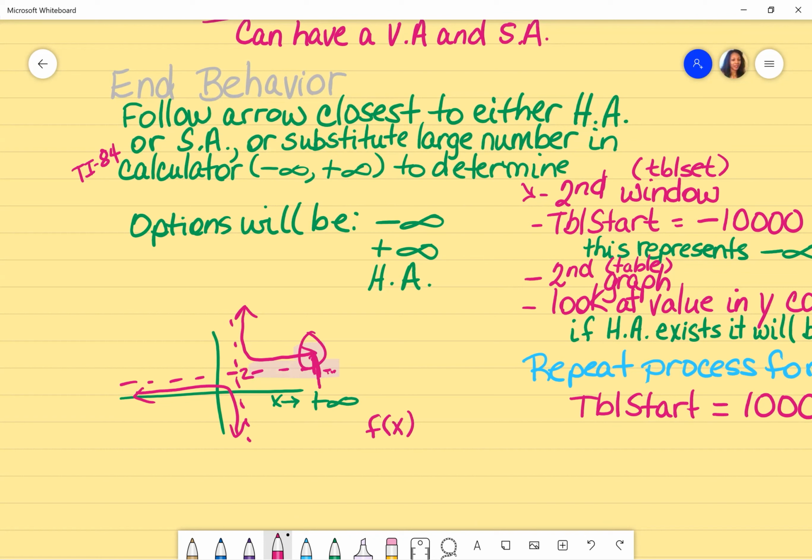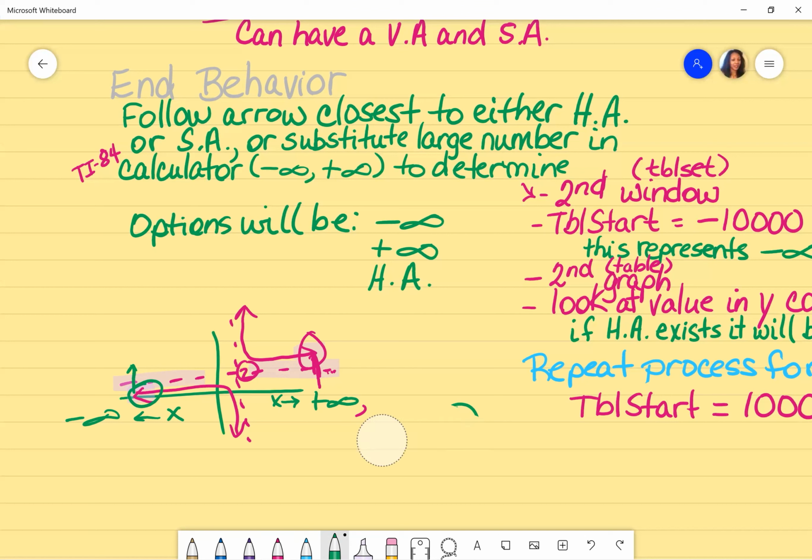As x approaches positive infinity, f of x approaches, and then I would put my horizontal asymptote, which in this case was 2, right? Same thing on the other side. If I am looking at the arrow that's closest to my horizontal asymptote, and I know that this time my x is approaching negative infinity, so x is going this way, what is going on with my y if I were to stretch that arrow up? It's going to still hit that horizontal asymptote. So if I have a horizontal asymptote, I'm just going to put that in the blank.